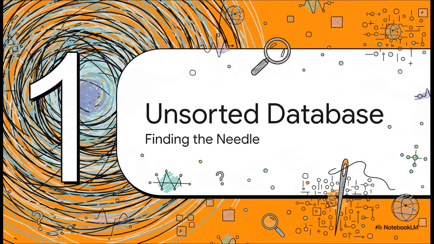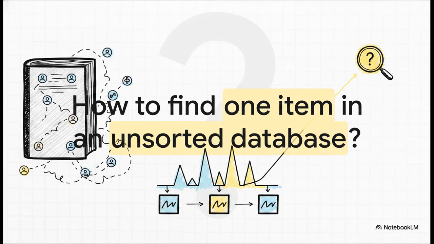Section 1. The unsorted database problem. Finding the needle. So picture this. I hand you a massive physical phone book with a million names. But here's the catch. They are entirely out of order, random. And I ask you to find the name attached to one specific phone number. What do you even do?